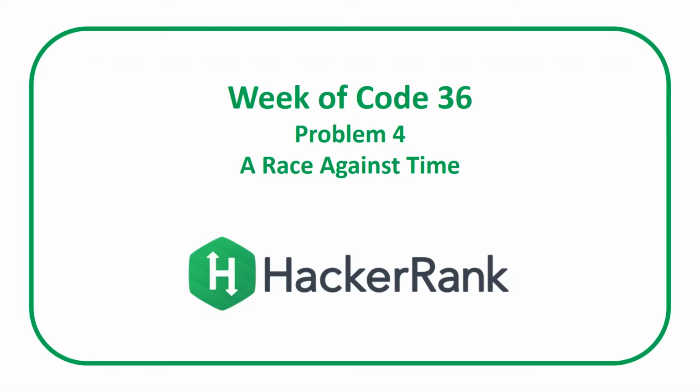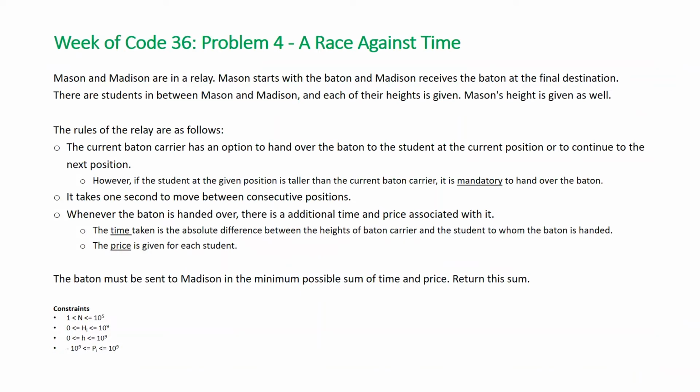In this video, we're going to be going over the solution to problem 4 from Week of Code 36 entitled A Race Against Time. The problem states, Mason and Madison are in a relay. Mason starts with a baton and Madison receives the baton at the final destination. There are students in between Mason and Madison and each of their heights is given. Mason's height is given as well.